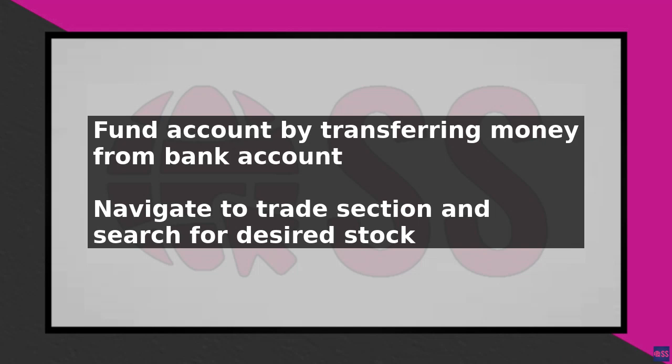Once your account is funded, navigate to the trade section of the app and search for the stock you want to buy. Enter the stock symbol or name in the search bar and select the stock from the search results. Click on the Buy button and enter the number of shares you want to purchase. You can also set a limit price, which is the maximum amount you are willing to pay per share.